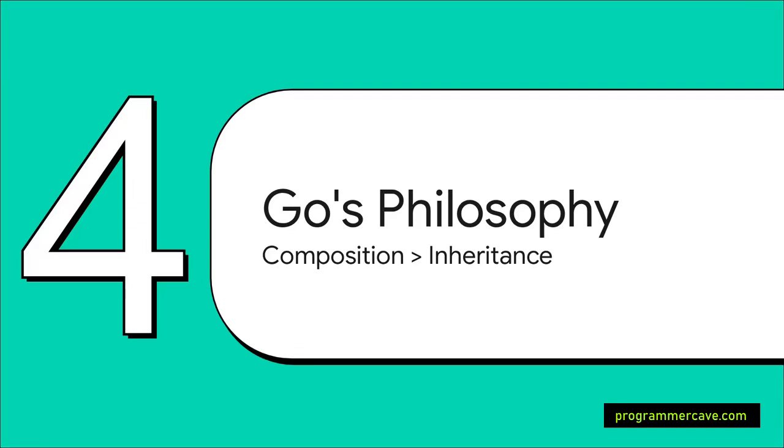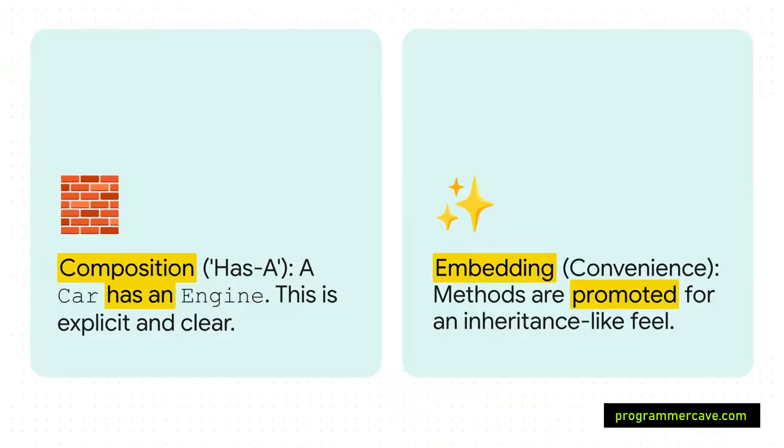Okay, let's zoom out for a second. How do interfaces fit into Go's bigger design philosophy? Well, it all comes down to this core tenet, preferring composition over inheritance. See, instead of creating these big, deep family trees where a sports car is a car, Go encourages you to build types by just assembling them from smaller, independent pieces. A car simply has an engine.